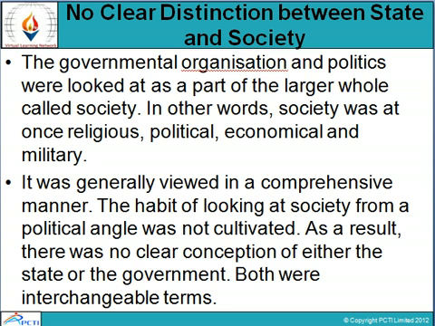No clear distinction between state and society. As such, there is no clear distinction that here is a state and here is a society. Both are parts of a whole, or both are related to each other. The governmental organization and politics were looked at as a part of the larger whole called society. In other words, society was at once religious, political, economic, and military. So all these were considered a part of society only, and the governmental organization and politics were again considered a part of society only. So the whole is society, and political and economic aspects are all its parts.